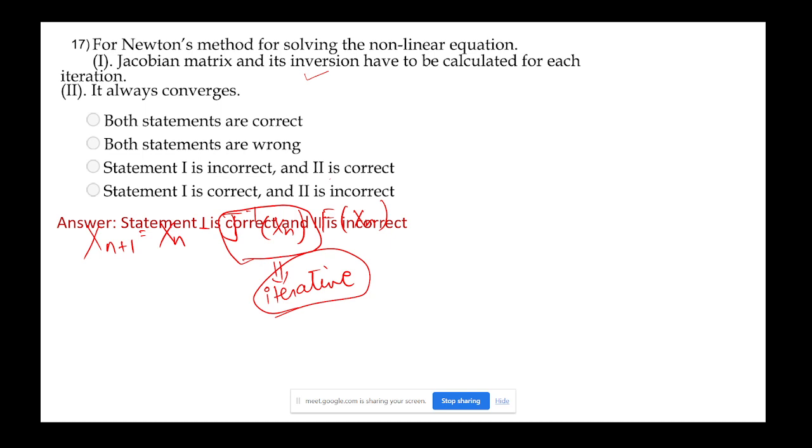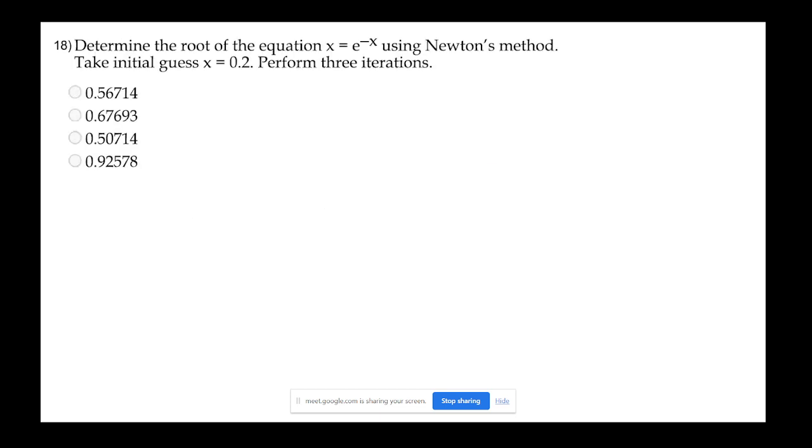Sorry, the correct answer is option D. Statement 1 is correct, statement 2 is incorrect. Next question is, determine the root of the equation x equals e raised to minus x using Newton's method, and take the initial guess as x equals 0.2. Perform 3 iterations. So let's first derive the iterative formula.